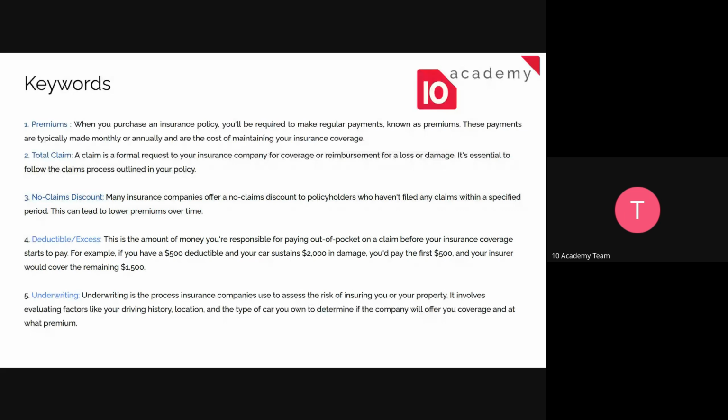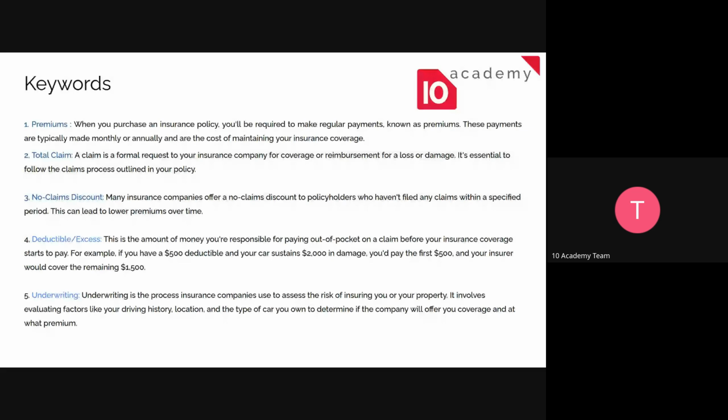They will collect the premiums from all, and they will just give it to the few who are faced with some damage. And the total claim is a request to your insurance company for coverage or reimbursement for a loss or damage. So that is the goal of insurance, or the purpose of someone being insured, right? They will get a claim for any type of damage they're going to face, for the specific thing that they are insured for.